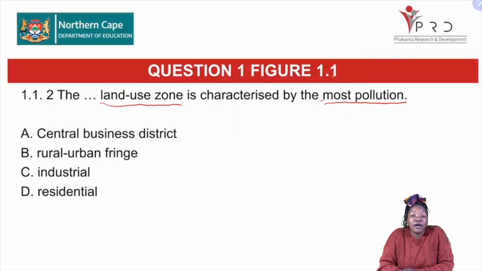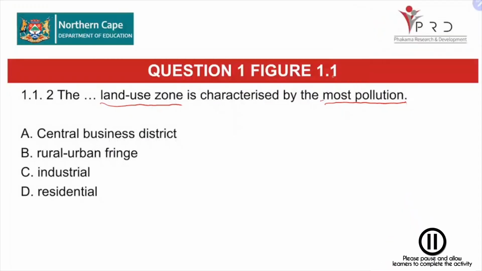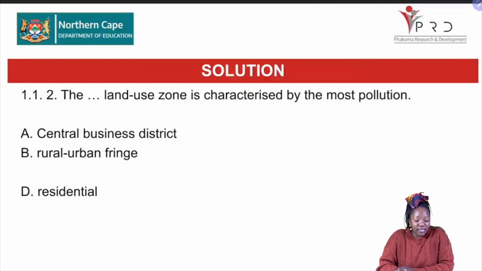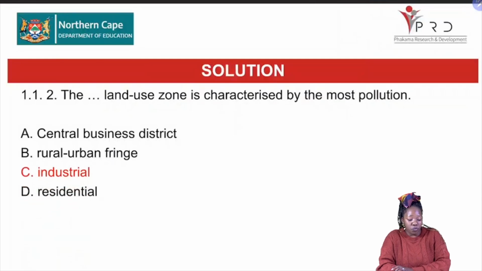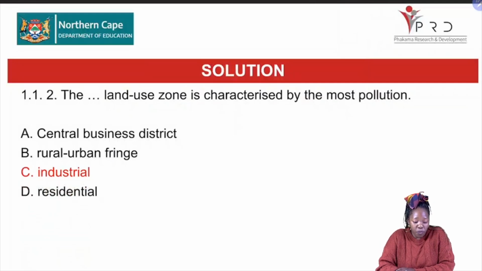Then we go to 1.1.3. So your 1 minute starts now. Looking there, we're looking at the land use zone that is characterized by mostly pollution. We are saying it's the industrial. Remember, in the industrial, there is a lot of processing that is being done. So therefore, those are the land use zones that pollute more.